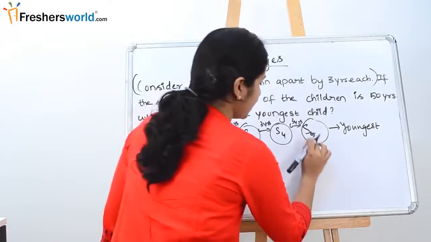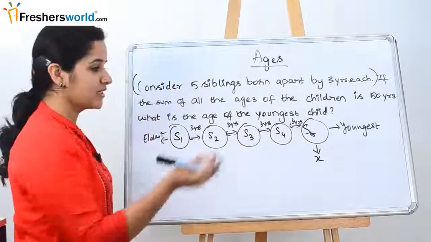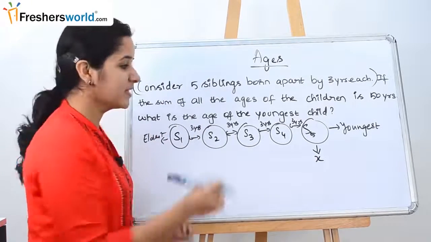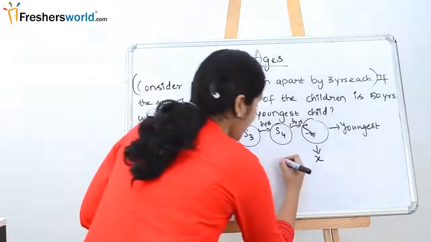We know that let's consider sibling 5 as x. We know the difference between the sibling 4 and sibling 5 is nothing but 3 years. So, obviously sibling 4 will be 3 years older to sibling 5. So, it will be x plus 3.